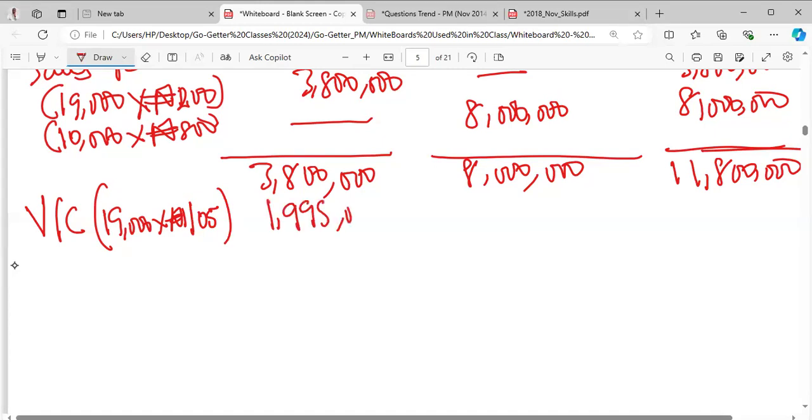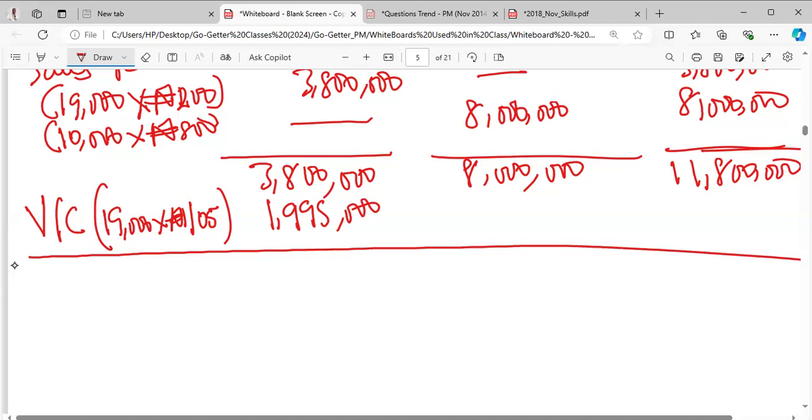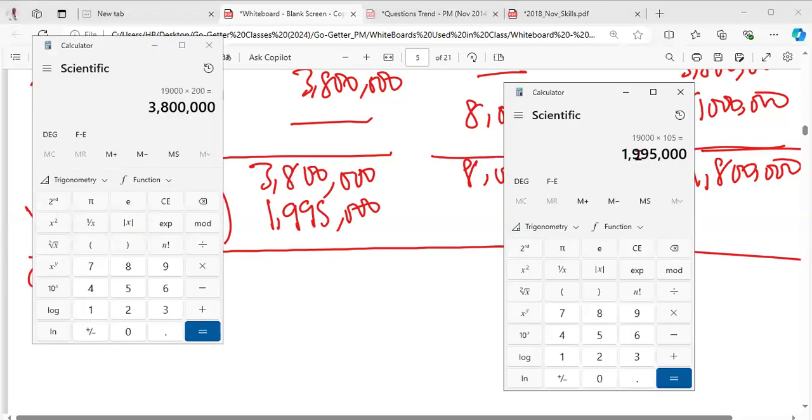1,995. So I would have loved to do the contribution immediately. Contribution. I have 1,995 here, and I have my 3,800,000. I will just take this 1,995, copy it and bring it down here. I will say minus, and I'll paste it. It gives me 1,805,000.